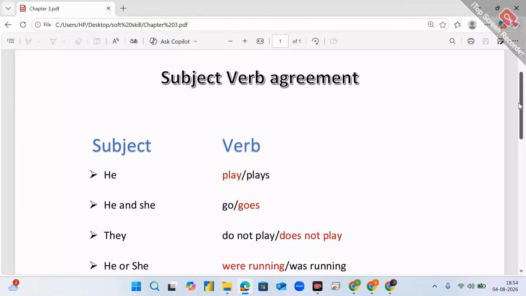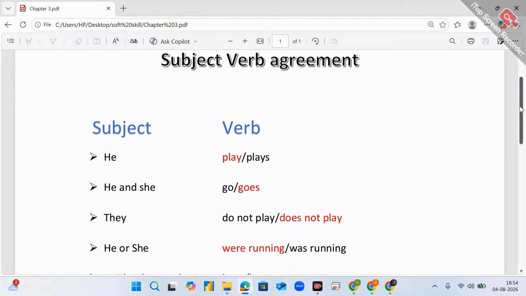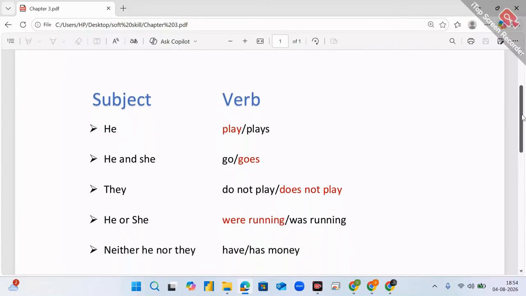Okay, so let's move forward and learn this session directly with examples. It would be better for your understanding. Here I have written all the subjects and all the verbs. We are going to pick the correct answer for each subject. For example, he is there. Now he is a singular subject, so we are going with a singular verb, that is plays. V1 means the plain verb.